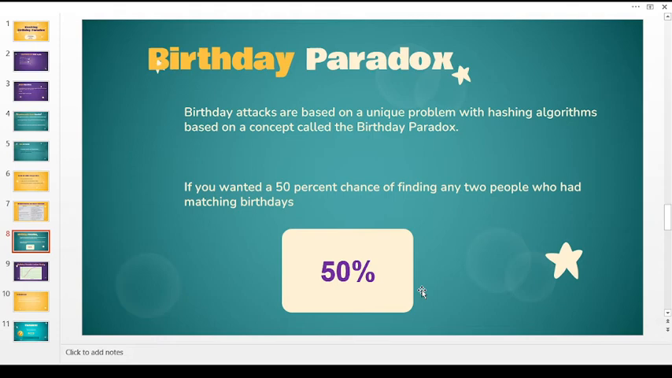So what about the birthday attack? Birthday attacks are based on a unique problem with hashing algorithms, based on a concept called the birthday paradox. Suppose an encrypted hash code, that is C, is transmitted with the corresponding unencrypted message. However, a different sort of attack is possible based on the birthday paradox, where two sets of messages are compared to find a pair of messages that produces the same hash code.